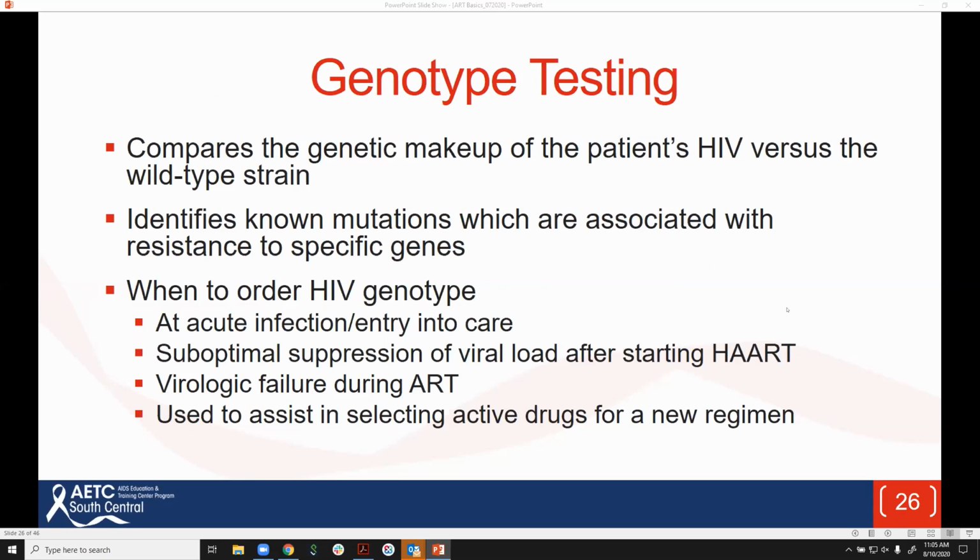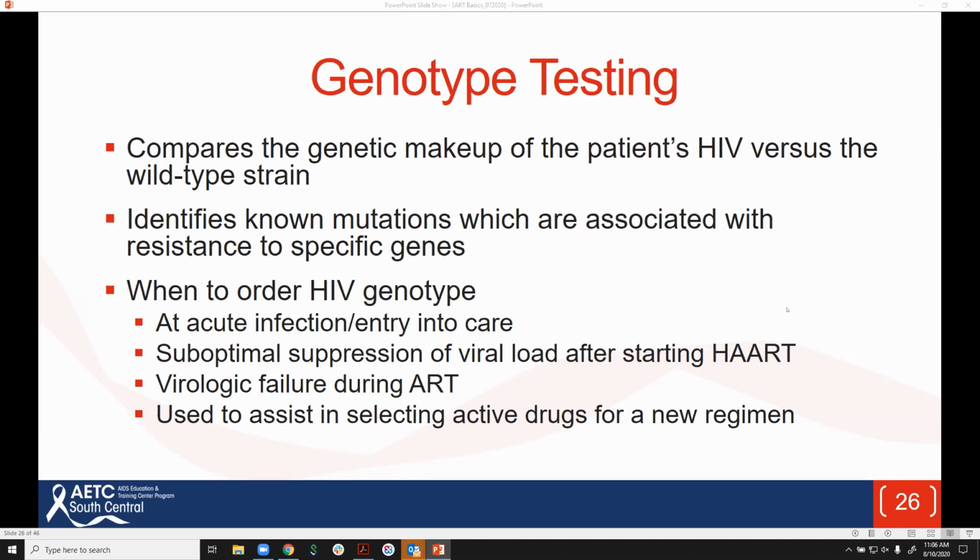So genotype testing is part of the routine labs before starting someone on therapy. Again, we're doing a CD4 and a viral load, and also the genotype. Again, if you're doing rapid start, you do not necessarily need to wait for the results of the genotype test before starting. However, you should have that cooking.